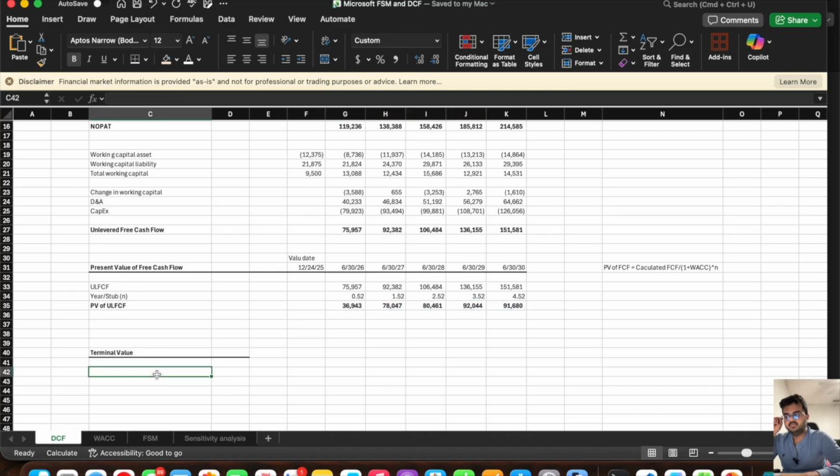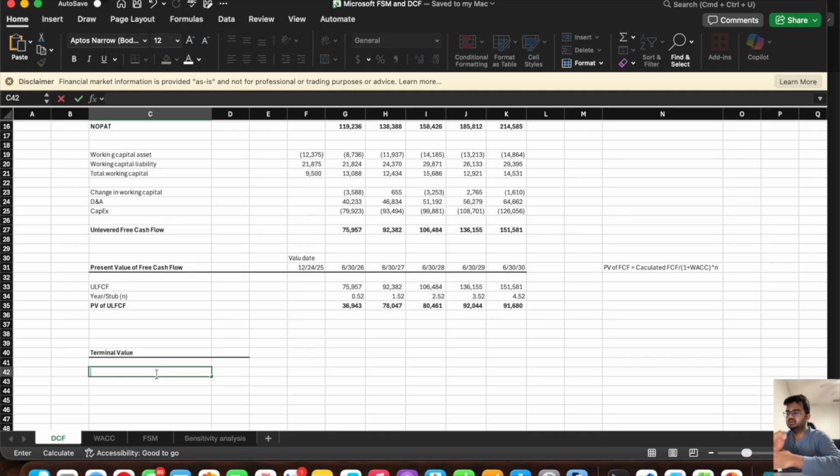We cannot forecast even beyond 5 years, because the business model will change and it's very hard to forecast the free cash flow. So we need to assume a number at which the company is expected to grow after the 5th year till the entirety. Typically, this number is going to be the GDP growth of the country where the business is operating.